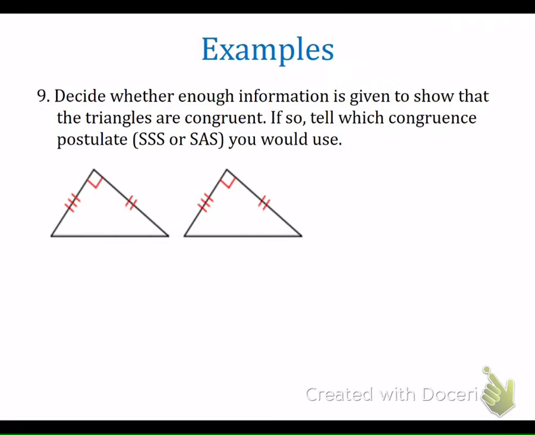Number 9, the directions say decide whether enough information is given to show that the triangles are congruent. If so, tell which congruence postulate, either side, side, side, or side, angle, side, you would use. So, do we know either one of those here? What do you think? This is side, angle, side, matching with side, angle, side. So this is a yes by SAS. Very good.